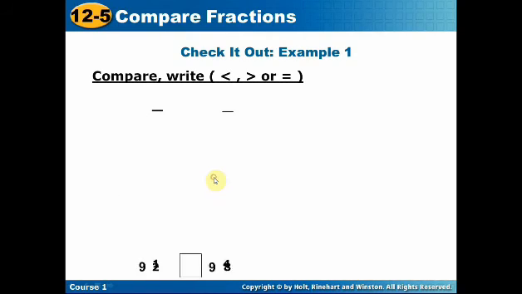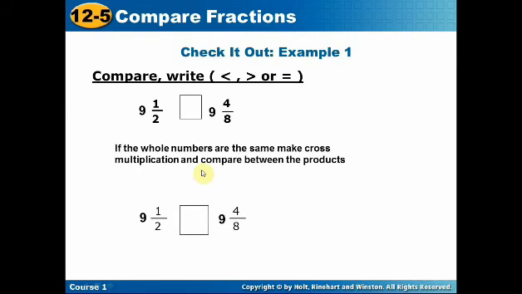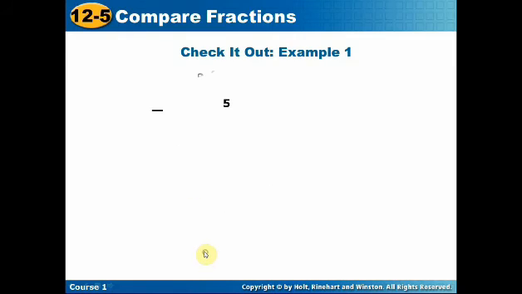Another example, also here we have two mixed numbers, 9 and 1/2 and 9 and 4/8. Also make cross multiplication because the two whole numbers are the same. 8 multiplied by 1 and 2 multiplied by 4. 8 multiplied by 1 equals 8. 2 multiplied by 4 also equals 8. For that, the two mixed numbers are equal.